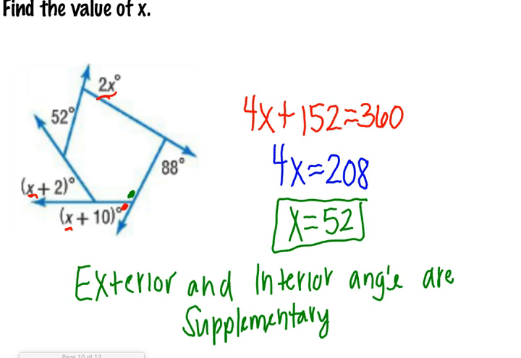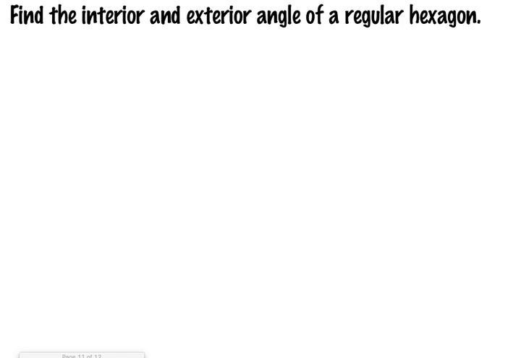Are you ready for our last one, kids? Our last one says find the interior and exterior angle of a regular hexagon. Okay, how many sides is a hexagon? 6. And what do we know about a regular polygon? They all equal the same. So the easiest way to do this is let's first find our exterior angle.